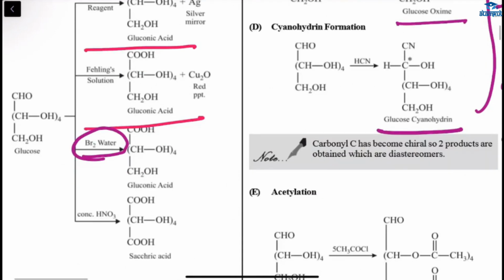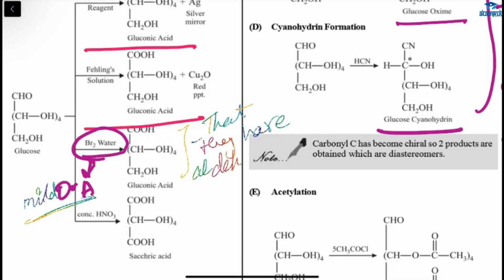Same way here, bromine is an oxidizing agent, a mild oxidizing agent. Whenever we react glucose with a mild oxidizing agent, it will form gluconic acid, and this reaction indicates that they have an aldehyde group. Earlier we saw that some carbonyl group is present, but what kind of carbonyl group was not specified. Due to this reaction, it has been specified that they have an aldehyde group.